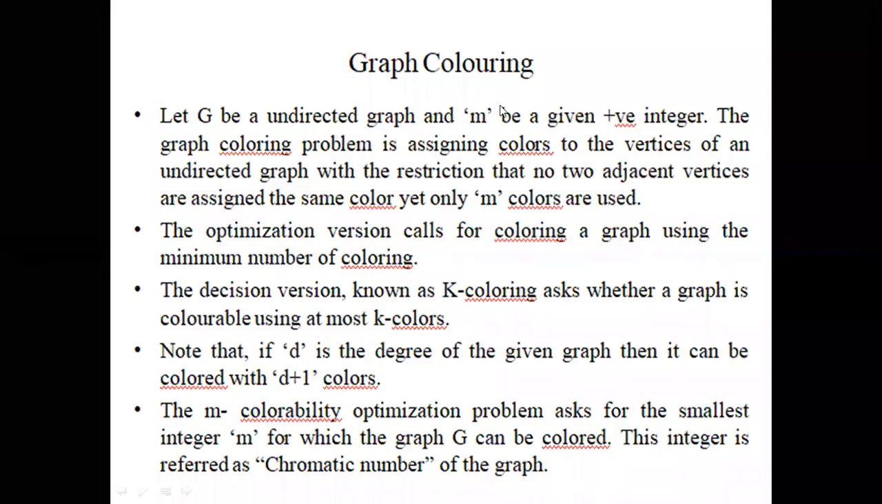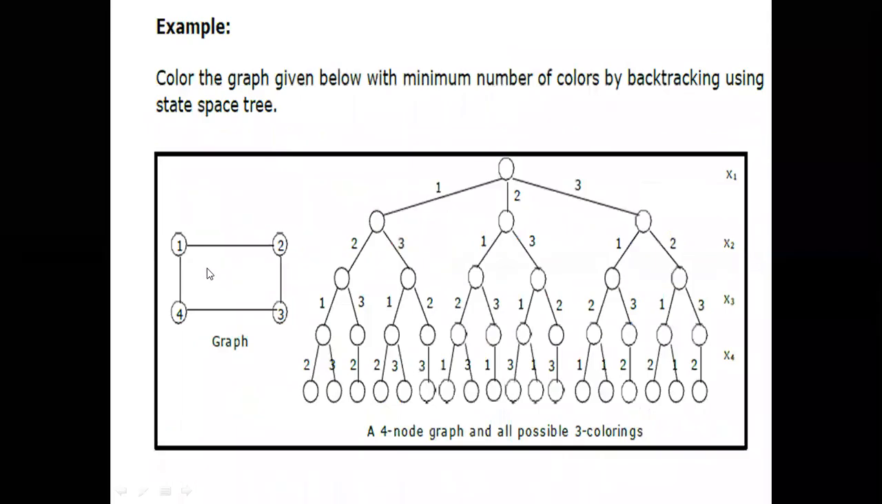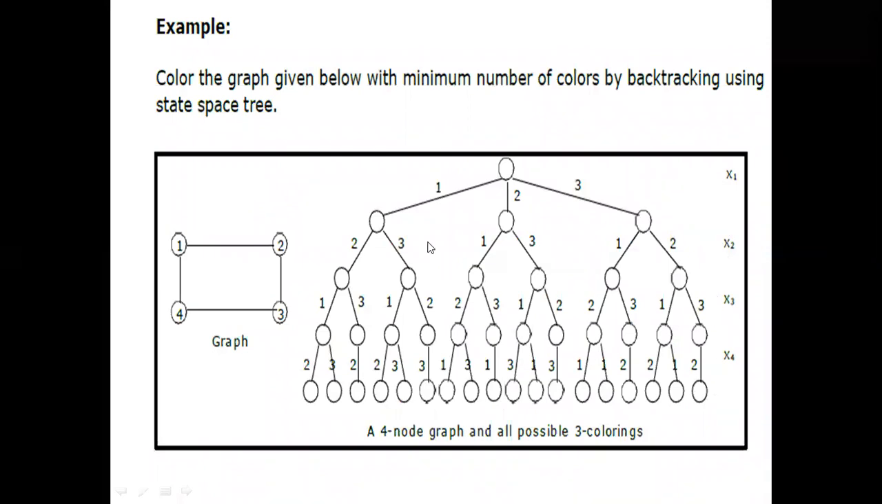That is the problem: no two adjacent vertices having the same color. So no two adjacent vertices having the same color means, suppose the graph is colored, no two adjacent nodes have the same color. The solution is represented by x1, x2, x3, x4.